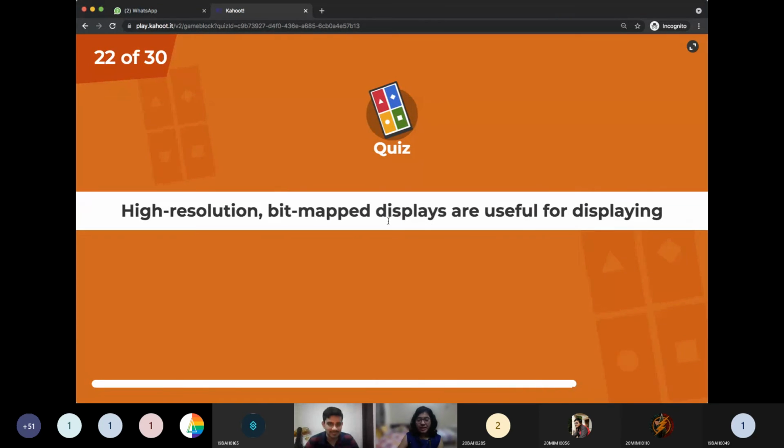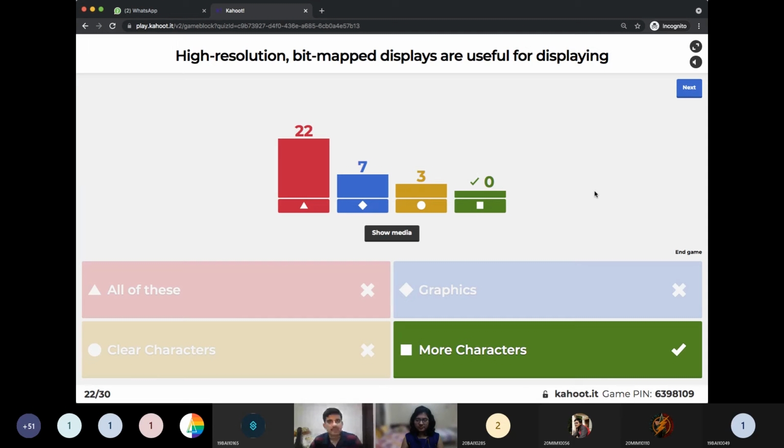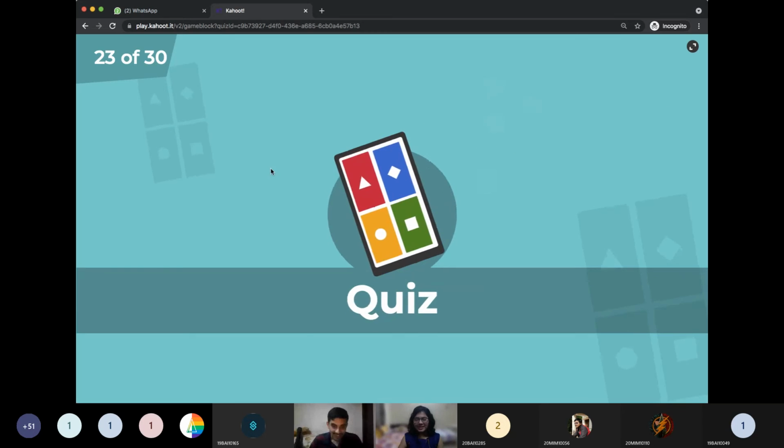High resolution bitmap displays are useful for displaying. Graphics, more characters, clear characters, all of these. Quick question. Need to answer very fast. Okay, this is new. None of the people got the answer right. The answer was more characters. That was a trick question. Good. No change in the leaderboard. Everyone got 0. Yeah. Next question.